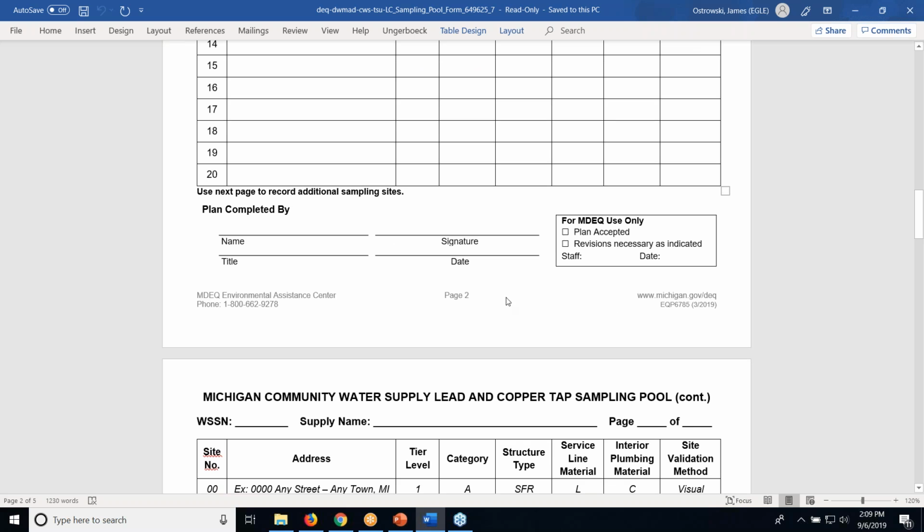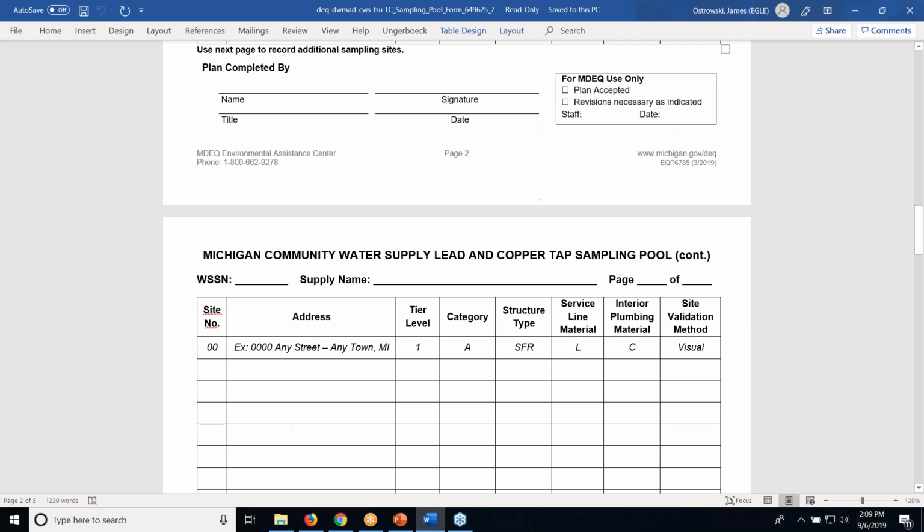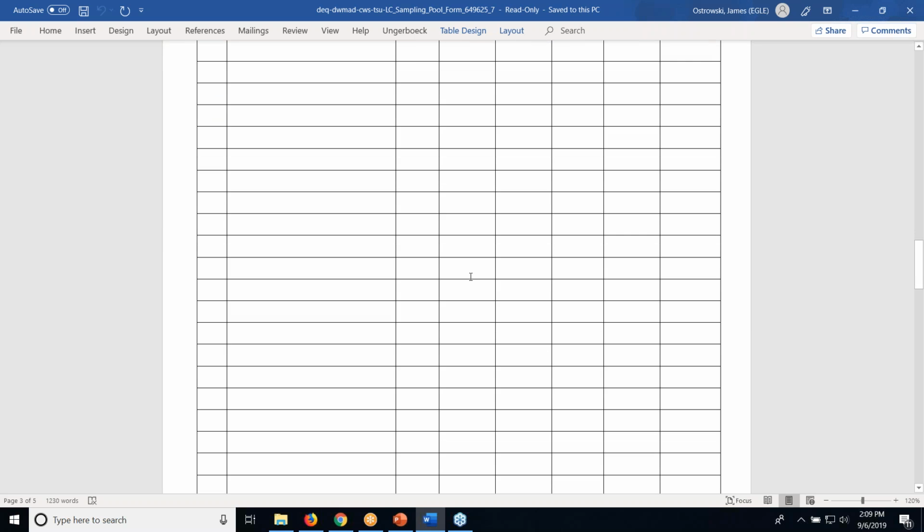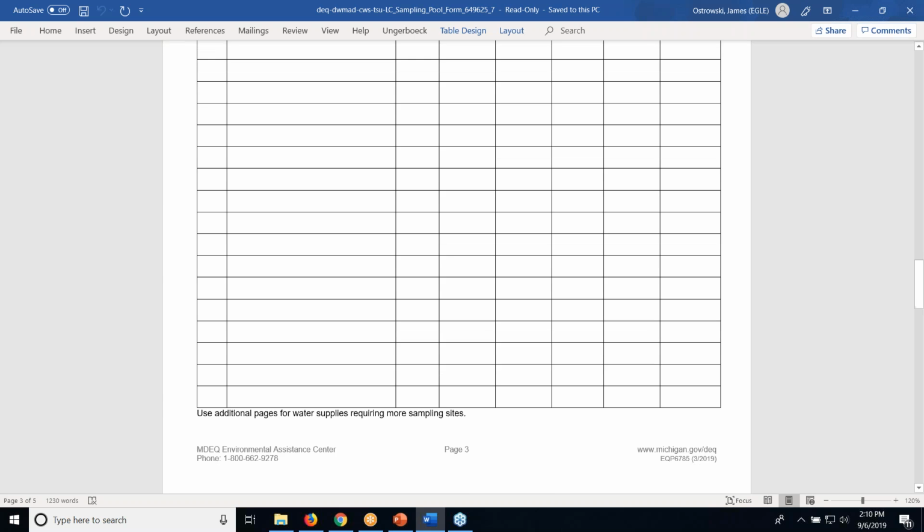You're going to complete with your name and your signature and your date, and then send it to your local district email inbox to be reviewed by EGLE staff. There's a second page if you need additional spots for sample sites, and you can add additional pages if necessary to get up to your total number of required standard sampling sites.